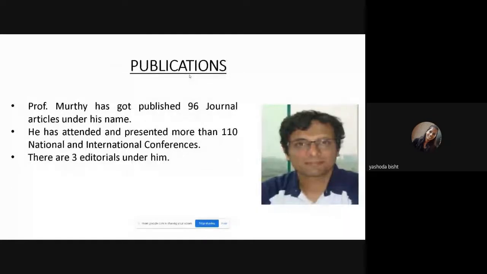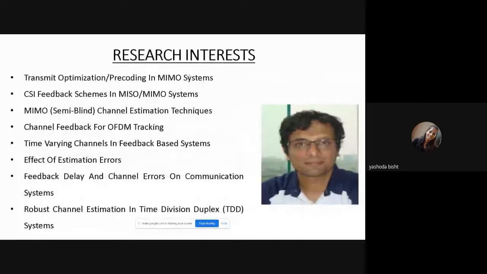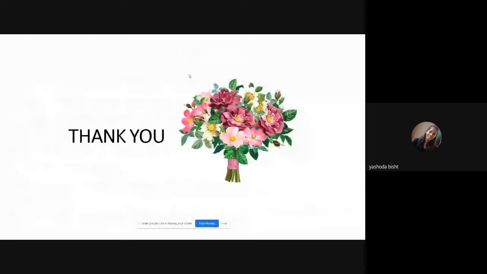Now, the publications: Professor Murthy has published more than 96 journal articles. He has attended and presented at more than 110 national and international conferences. There are 3 editorials under him. His research interests: transmit optimization, pre-coding in MIMO systems, CSI feedback schemes in MISO and MIMO systems, MIMO semi-blind channel estimation techniques, channel feedback for OFDM tracking, time-varying channels in feedback-based systems, effect of estimation errors, feedback delay and channel errors on communication systems, robust channel estimation in time division duplex systems. Thank you, sir. Now I request our expert speaker to proceed with the session.